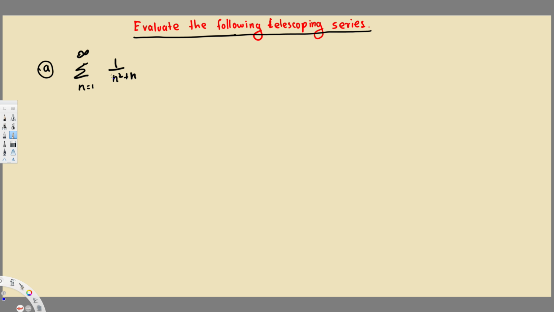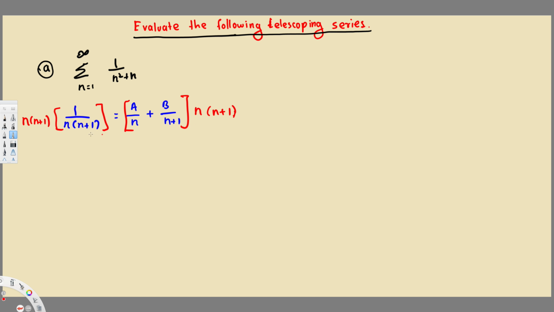To do that, I take this part only. So 1 over, instead of writing n squared plus n, I can separate this as n times n plus 1, right? Same thing. And if I do the partial fraction, this is going to be A over n plus B over n plus 1, right? Now to get rid of this denominator, I multiply both sides by this denominator. So this is going to be n times n plus 1 on both sides, right?